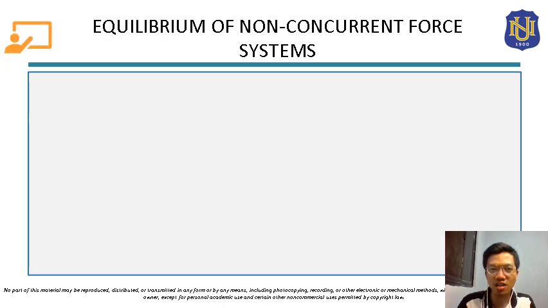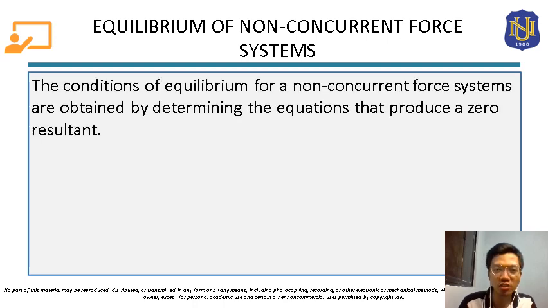So let's start our discussion now about equilibrium of non-concurrent force systems. The conditions of equilibrium for a non-concurrent force system are obtained by determining the equations that produce a zero resultant. So again, for a non-concurrent force system that is in equilibrium, we can use the following equations. Since the resultant is zero, the summation of forces horizontal, which is equivalent to the horizontal component of the resultant, will also be equal to zero.